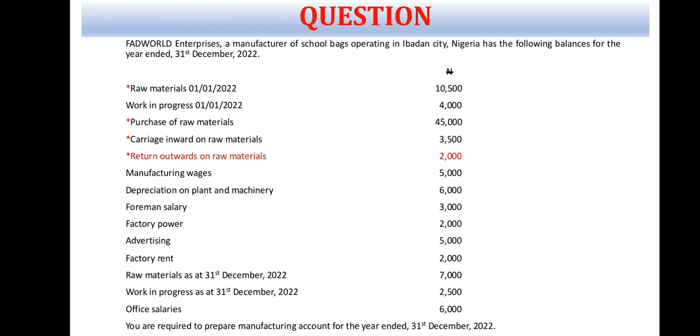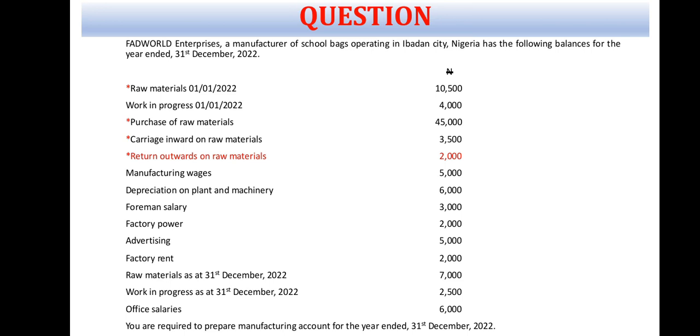And take note, at times you may be given a comprehensive question where you'll be asked to prepare manufacturing account, trading, profit and loss account. So when you see carriage inward or any information that has to do with manufacturing account, it will be stated as carriage inward on raw materials. But if there are no raw materials, that means it's talking about carriage inward on finished product. So take note of that. So this one is return outward on raw materials, 2,000 naira.